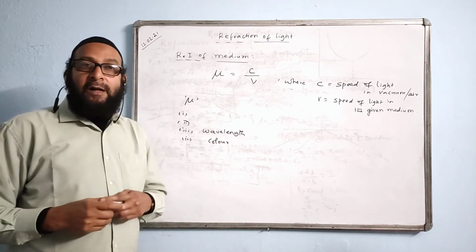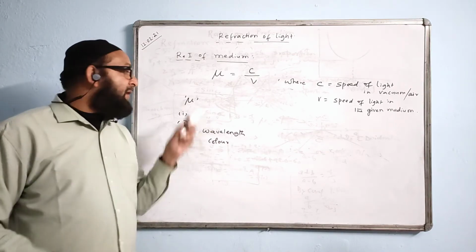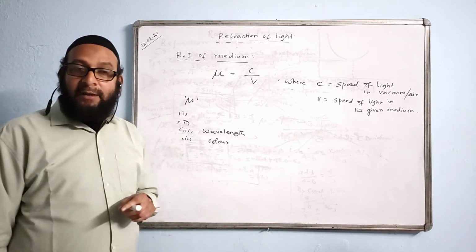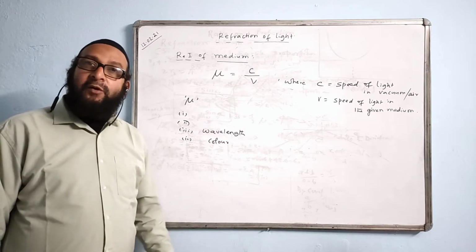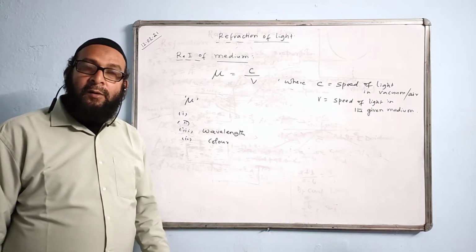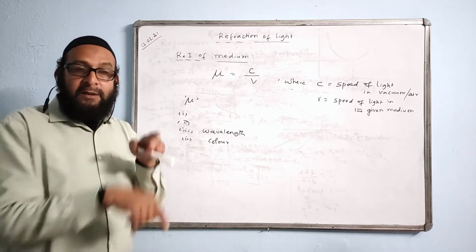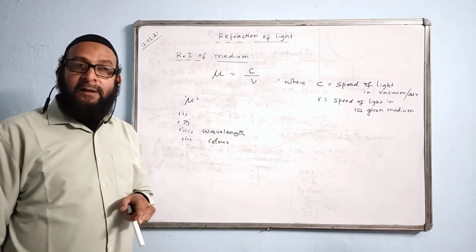Refractive index depends on the color of light also. Every color differs in the value of refractive index. Some color bends most, some color bends less. You know that. Do you know which color bends the most? Yeah, violet bends the most. That is correct. And the red bends the least.